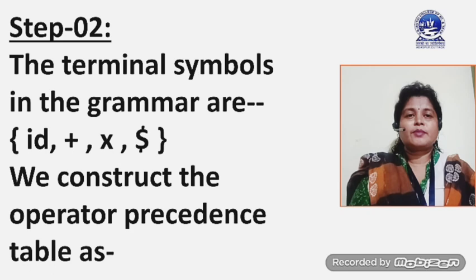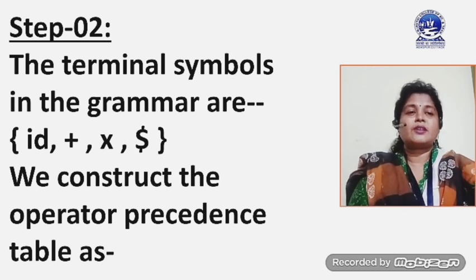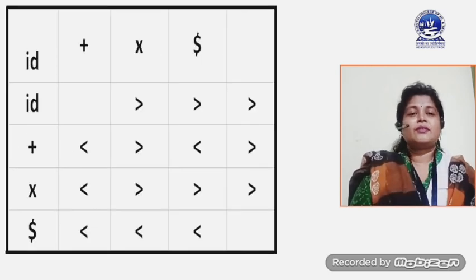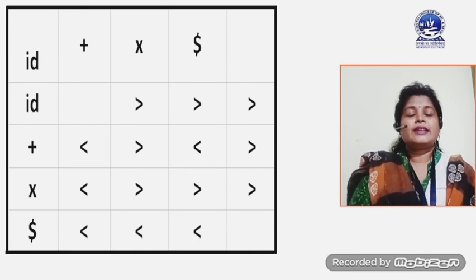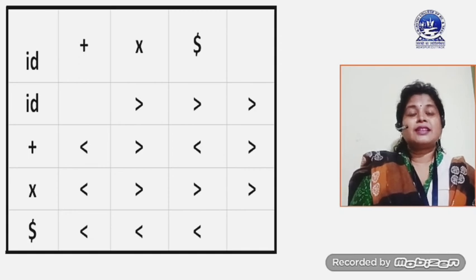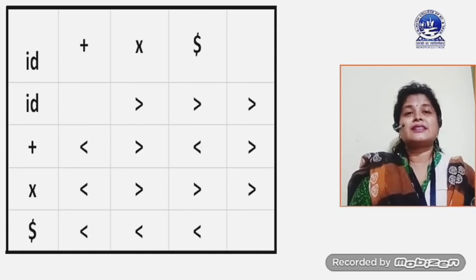Now in step 2, the terminal symbols in the grammar are id, plus, multiplication and dollar. Now we will construct the operator precedence table. Exactly what we are doing, we are taking all the terminals, those are id, plus, multiplication and dollar, and we are trying to find out in which way, what is the relation or what is the precedence between them.